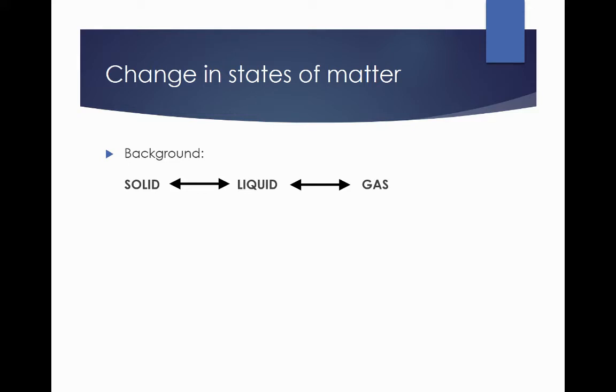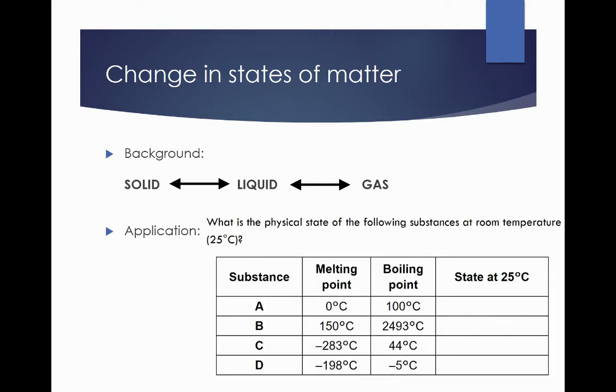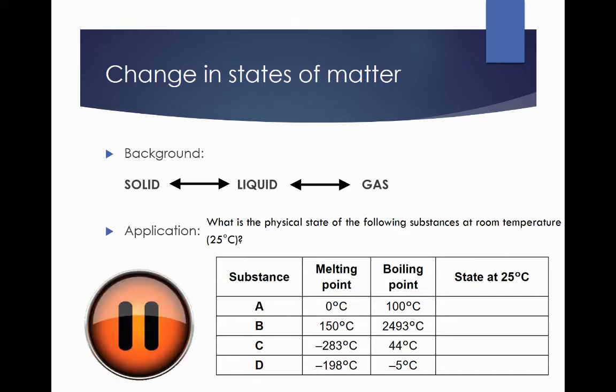And apart from knowing the various processes, we have to learn about the application of these three states of matter. A way to apply your knowledge is to know how to determine the states of the substances at, for example, room temperature, or it can be any other specified temperature. Now, I am giving you four substances with the melting points and boiling points stated. You should hit the pause button and try to think about what are the states at 25 degrees Celsius, otherwise at room temperature.